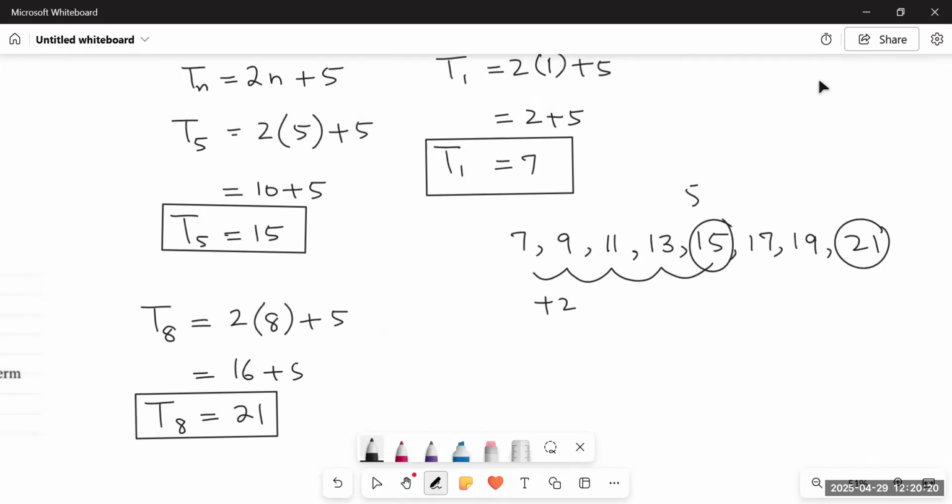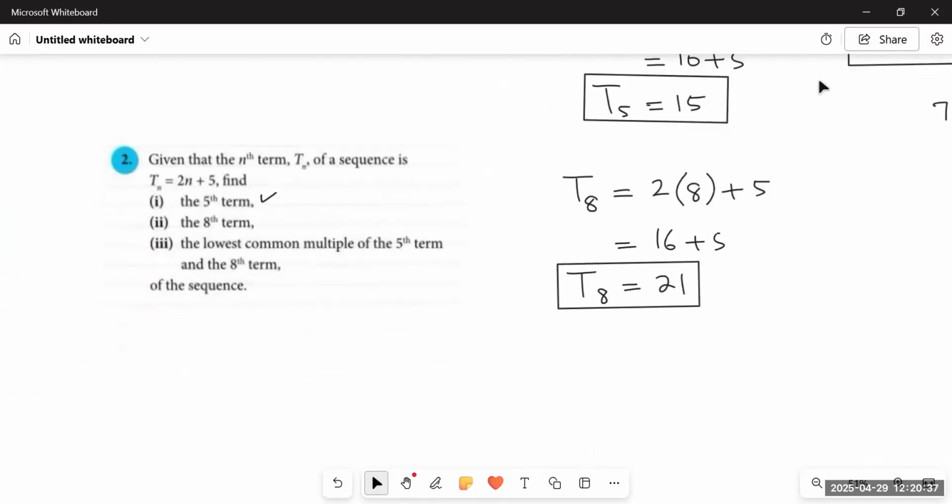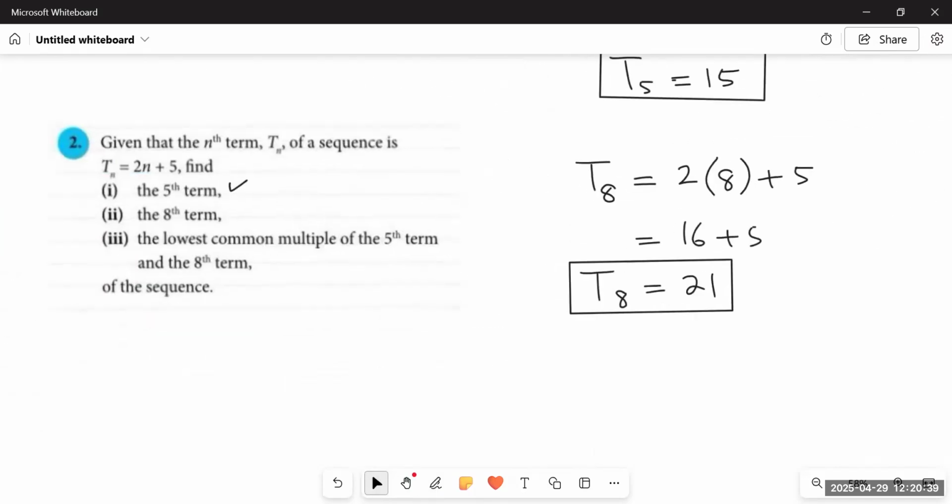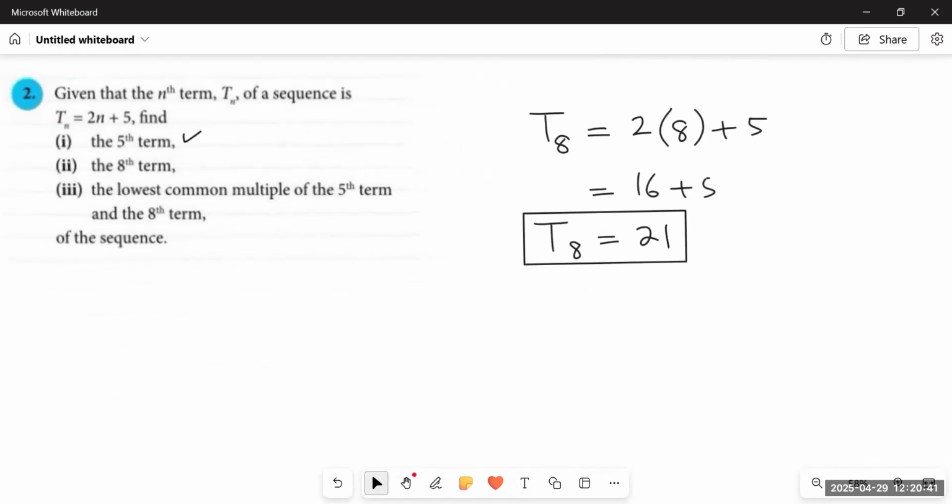We have got the 5th term as 15, the 8th term as 21. Okay. So you can write down the sequence. Now using the sequence, you can generate the formula. And after finding the sequence or the formula, we can find any nth term using this formula. Now what do we have to do? We have to find the lowest common multiple, that is the LCM of the 5th term and the 8th term, that is 15 and 21.